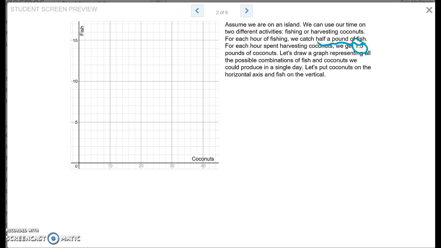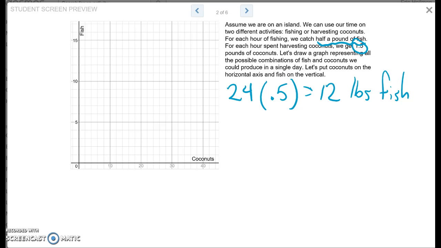So what we want to do is come up with a graph that shows all the different combinations of fish and coconuts that we could produce in a day, or we could afford to get with our time. So we're going to start with imagining a situation where I spend all 24 hours fishing. So if I have 24 hours in a day and I catch 0.5 pounds of fish per hour, I'm going to end up with 12 pounds of fish.